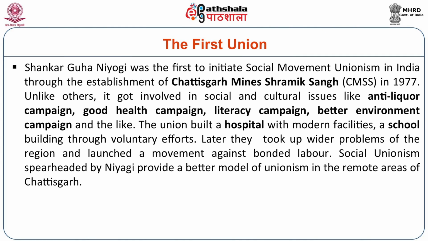It argued against liquor consumption, and argued for good health of the workers. It carried out literacy campaigns, and for a better environment. Now these are some of the issues. It opened schools and hospitals. These were some of the issues which made Shankar Guha Niyogi's union very powerful among the tendu leaf suppliers of Chhattisgarh. Obviously, such a union becomes so powerful that the tendu leaf suppliers had to kill Shankar Guha Niyogi.